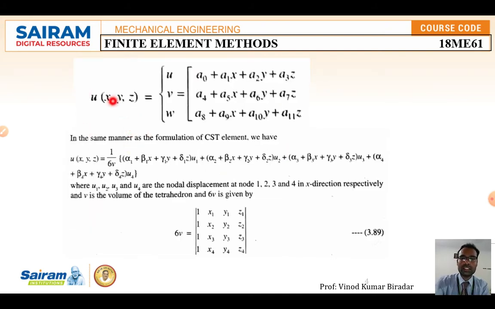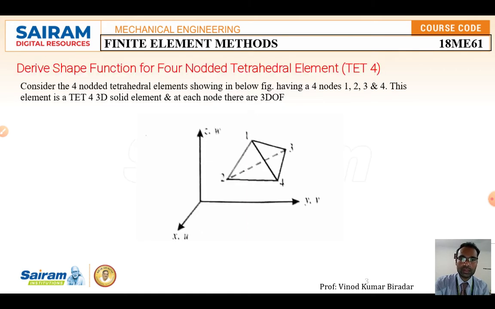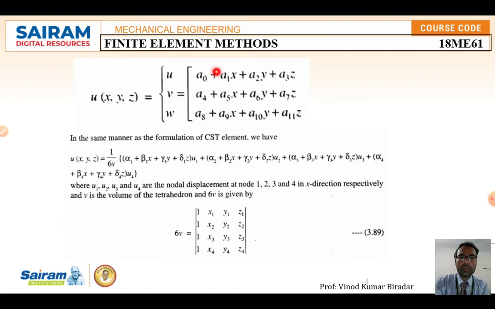Normally, how are you going to write the polynomial function for the displacement? u of x, y, z is equal to u, v, w. In three directions, we start with a0 plus a1x plus a2y plus a3z, and so on up to the 11th term. I have to write a0 plus a1x plus a2y plus a3z plus a4 plus a5. This can be done, as I already told you, with the help of the Pascal triangle; with that triangle we are going to write this polynomial function.